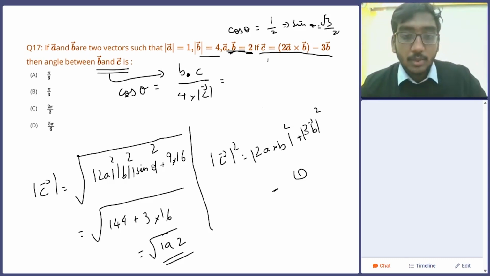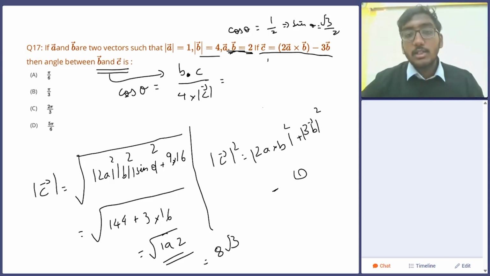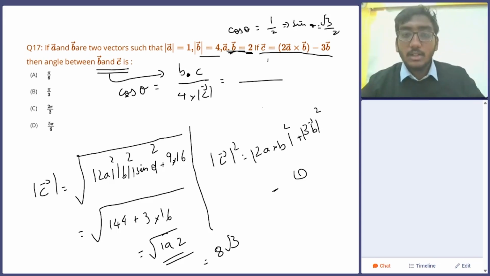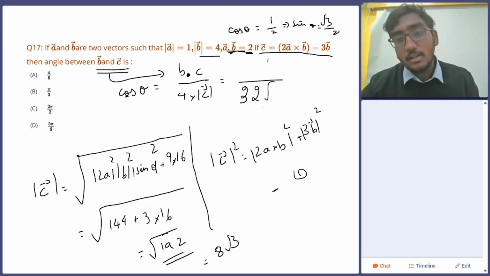So C is root 192. This you can further simplify as 8 root 3. Okay. So it will be B dot C by 4 into 8 root 3. What is 4 into 8 root 3? It is 32, right? 32 root 3.